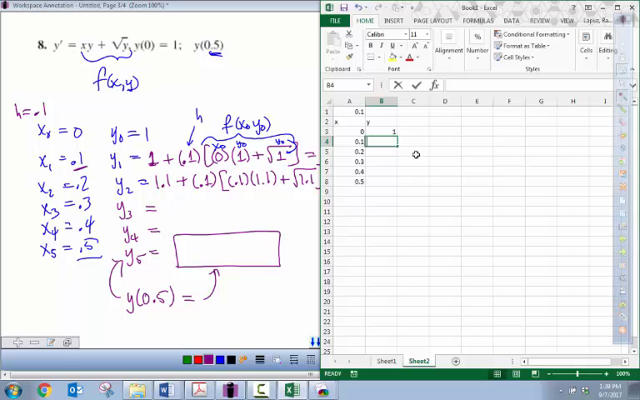And then now comes the formula. So it's going to take the previous y value, y sub 0, plus h times, in parentheses, is going to be my function, x. So this is my previous x value times my previous y value plus the square root of my y value. And this is the 1.1 that we got when we did it.